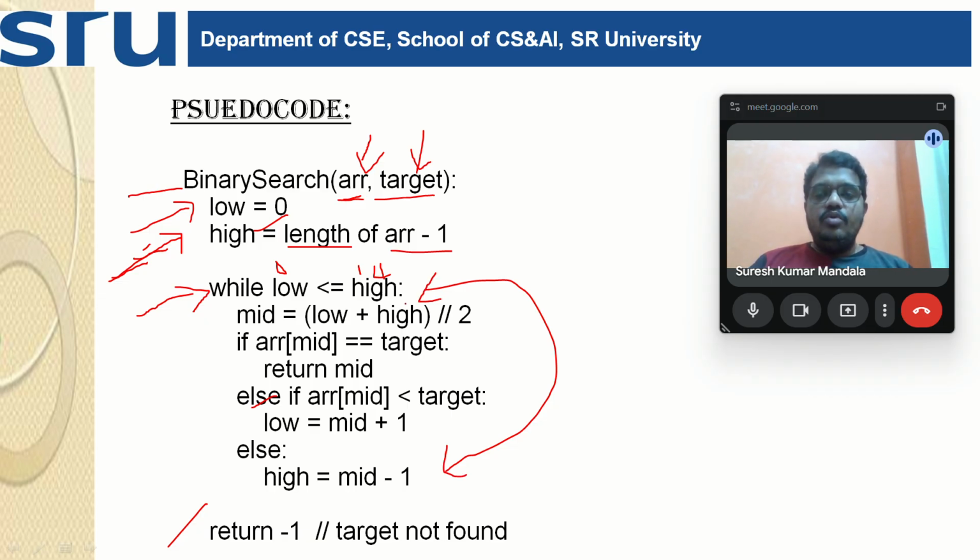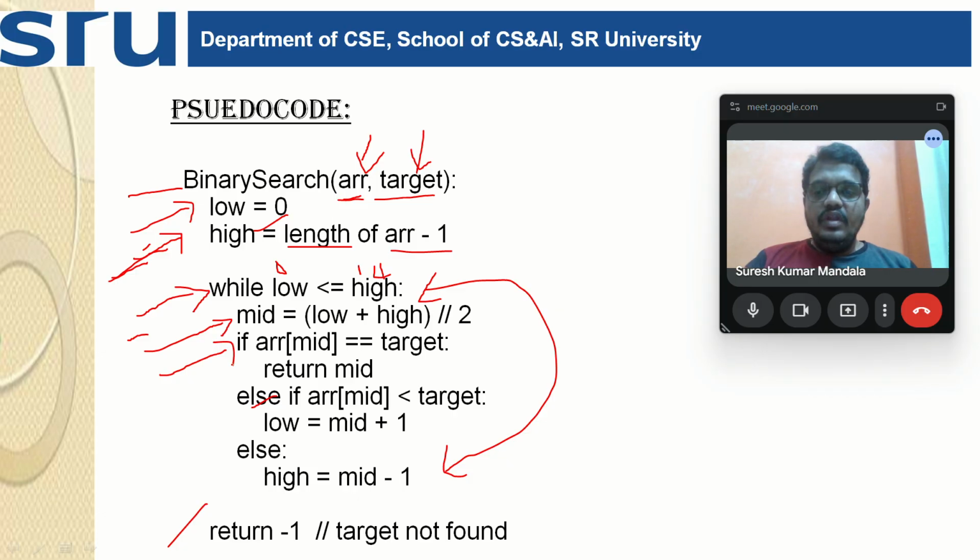How do we calculate the mid? In the previous example we saw low plus high. What is the low value? 0 plus high. What is the high value? 14. So 0 plus 14 divided by 2 gives 7. After identifying the middle value as 7, that 7 will be stored in the mid variable. After storing the mid index value 7, we start the comparisons.